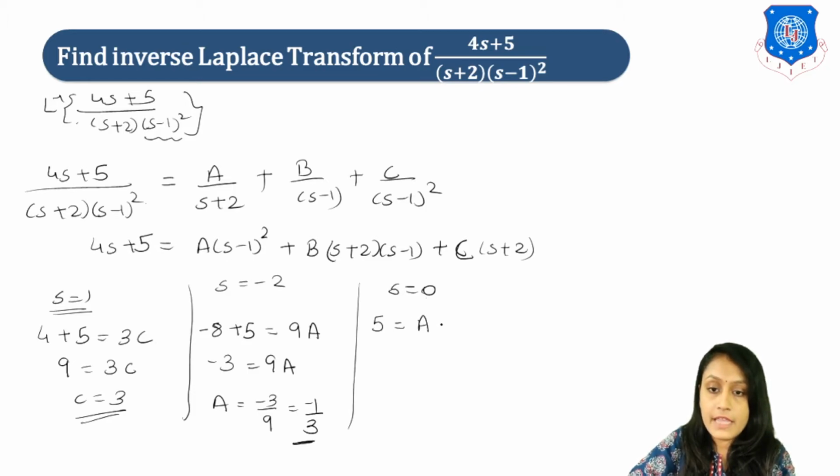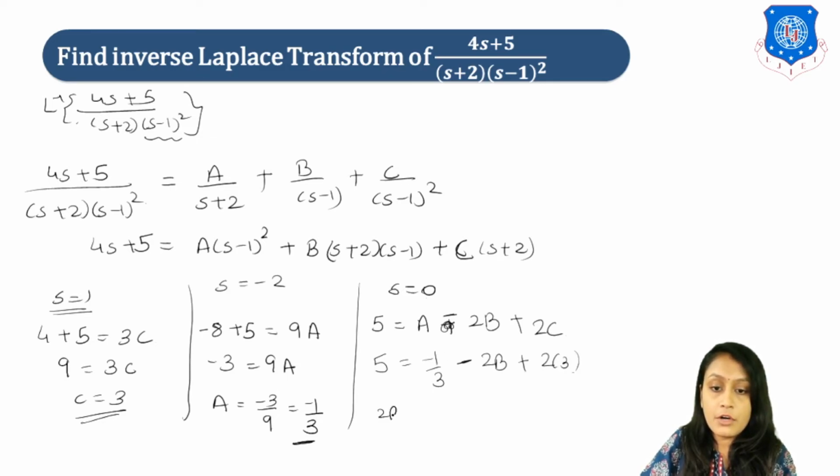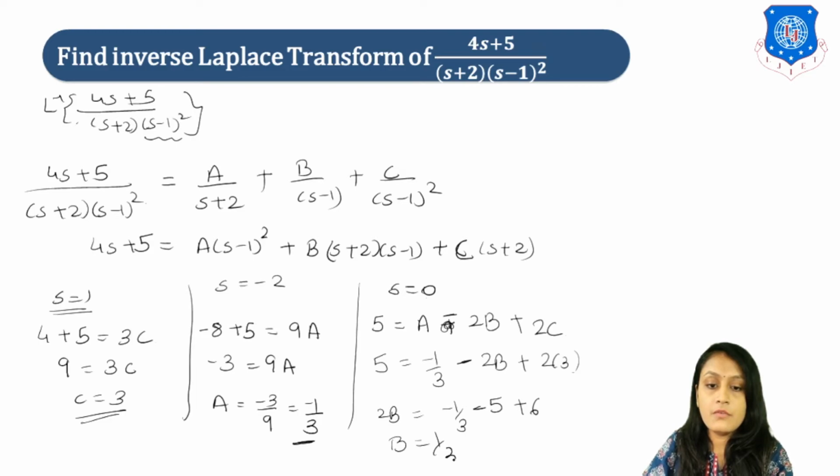Okay, so from here we have a plus, now substitute 0 over here, so 2 into minus 1 will give you minus 2. So now here we have minus 2b, and plus, from here we'll get 2c. Now we know the answer of a and c. So substitute the answer of a and c, so this is minus 1 upon 3 minus 2b plus, in place of c we have to substitute 3, right? So this is 3. So from here what will be your 2b? Just bring this 2b over here, so minus 1 upon 3 minus 5 plus 6. Now on simplification you will get b as 1 upon 3.